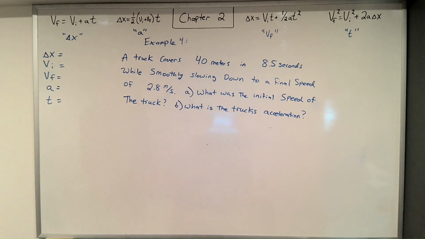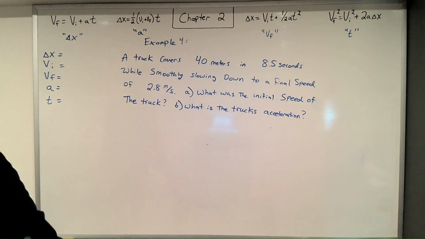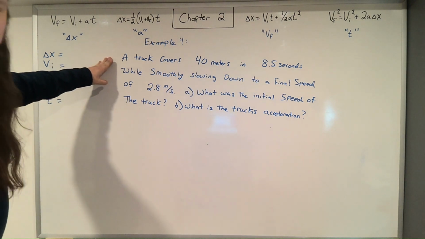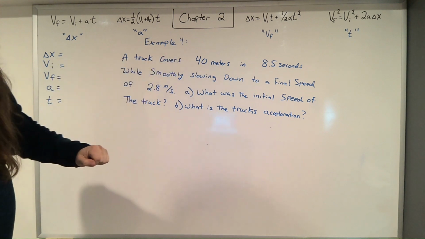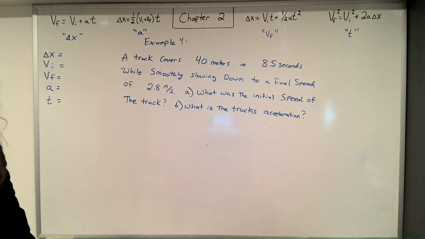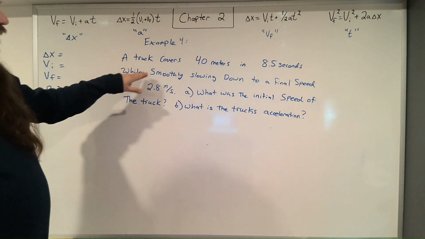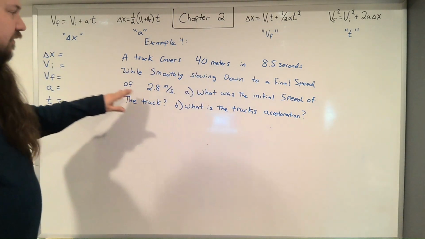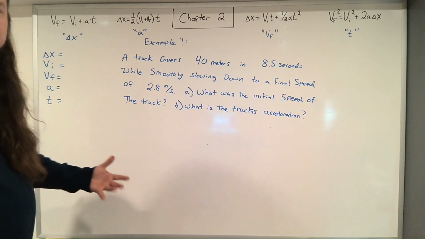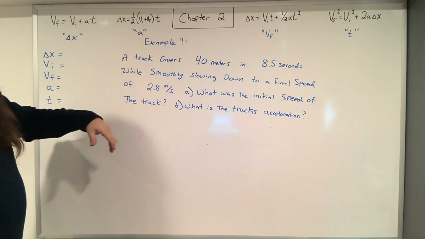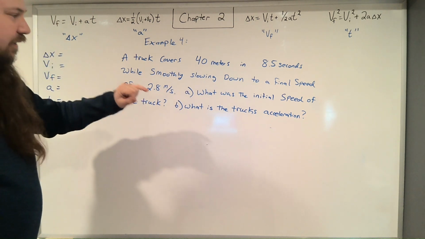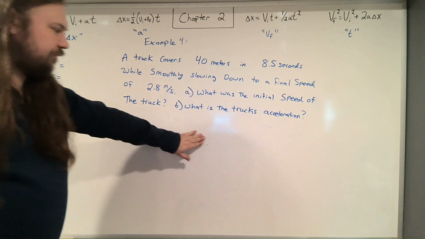Let's do an example. It seems like a lot, but you'll see how they can be much simpler than they appear. All right, so in this example, we have a truck. The truck covers 40 meters in 8.5 seconds, while smoothly slowing down to a final speed of 2.8 meters per second. So it's slowing down. Part A of the question: what is the initial speed of the truck? And part B: what is the truck's acceleration?